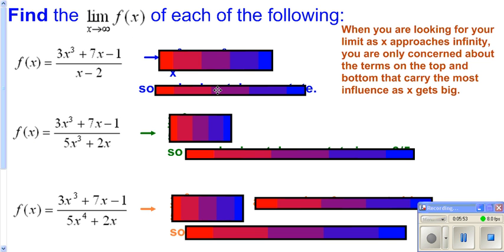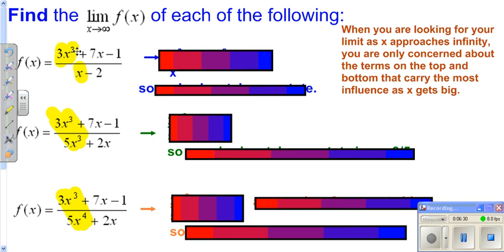We need to go ahead and find our limits as x approaches infinity for each one of these. When you're looking at your limits as x approaches infinity, you're really only concerned about the most influential on the top, most influential on the bottom. Most influential on the top would just be your highest powered one. Same thing on the bottom, just what's highest powered. And so that's with all of these. So we're only going to be concerned about the most influential on the top and the bottom when we're looking at our limits as they approach infinity.